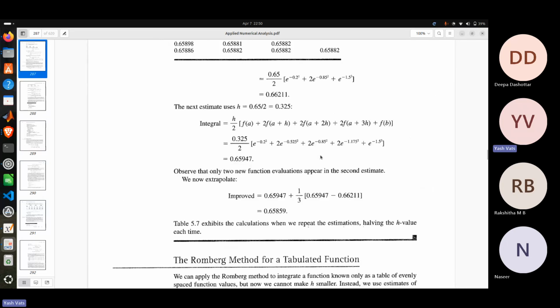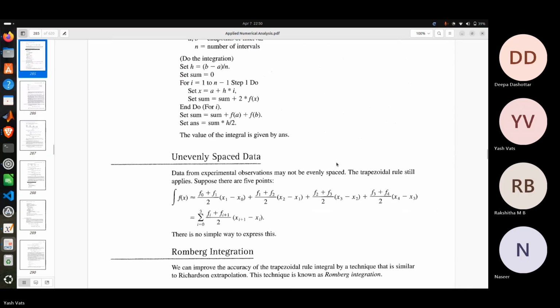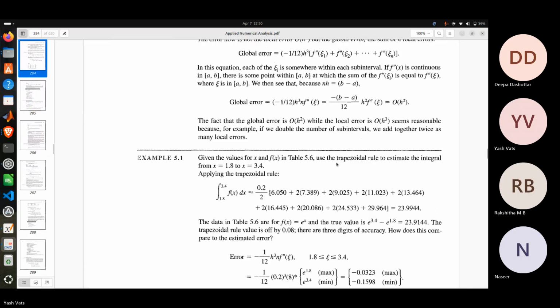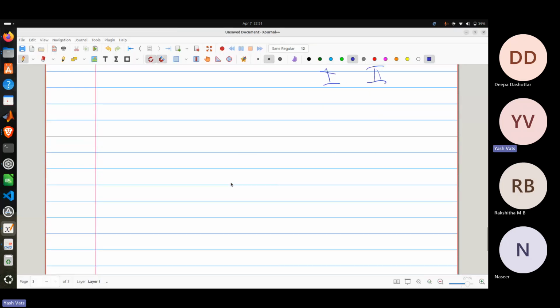For the trapezoidal rule, you have already seen the error term. Yes, that's the error term, minus 1 by 12 h square f double dash psi. So try to calculate the error of approximation. I will write some questions, and you try them.